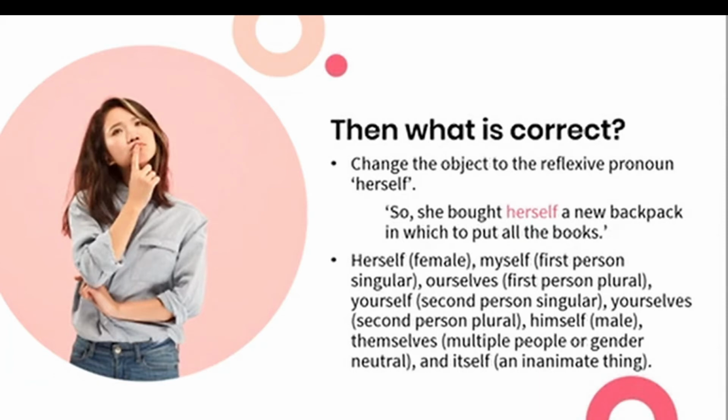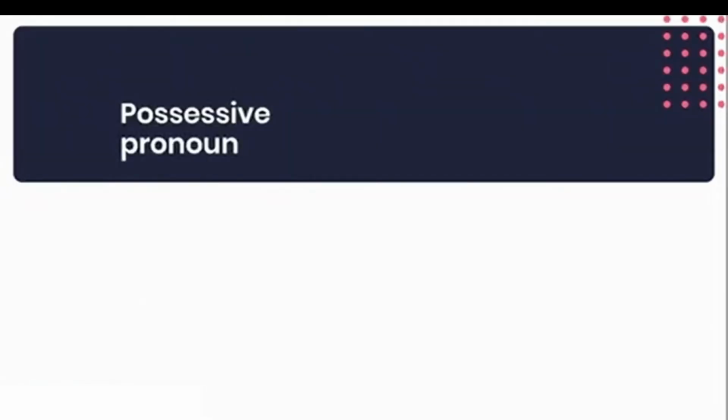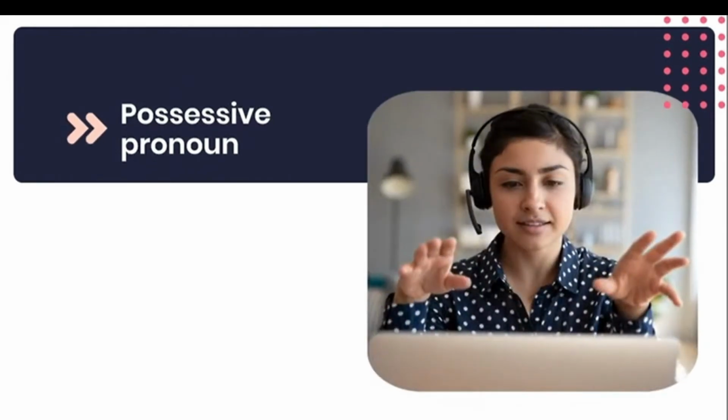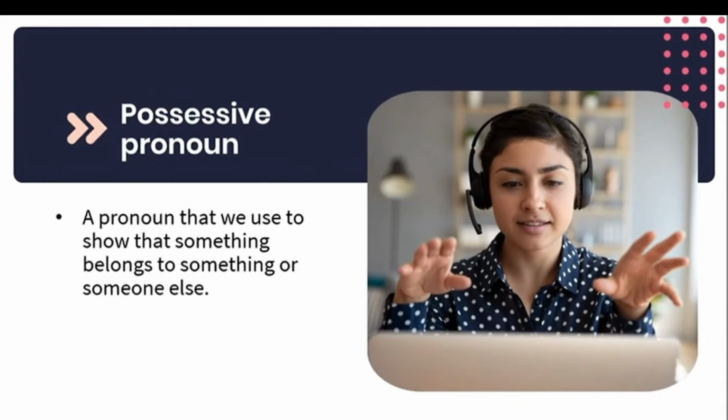As you can see, the reflexive pronouns that are in plural form have VES at the end, whereas the singular ones have just an F. Now, the last type of pronoun we will learn about in this lesson is the possessive pronoun. The possessive pronoun is a pronoun that we use to show that something belongs to something or someone else.